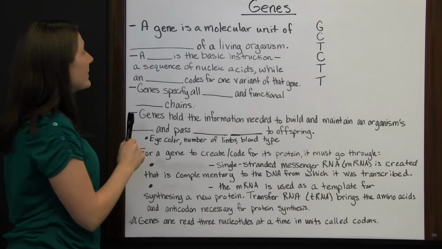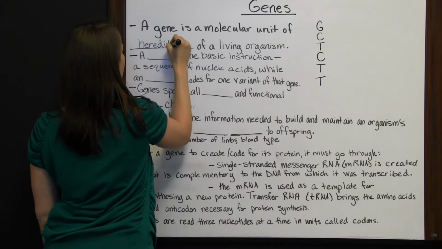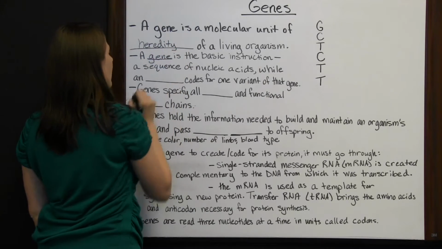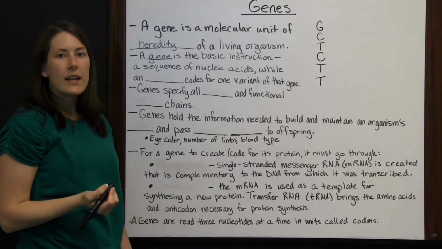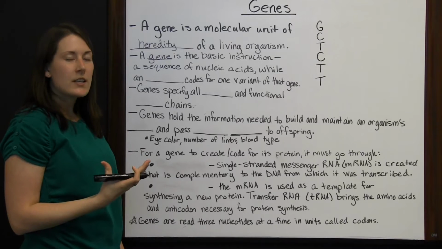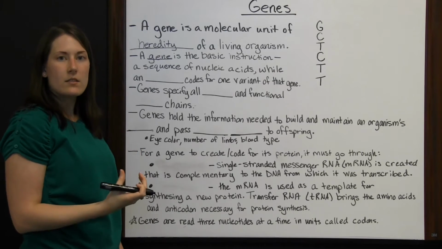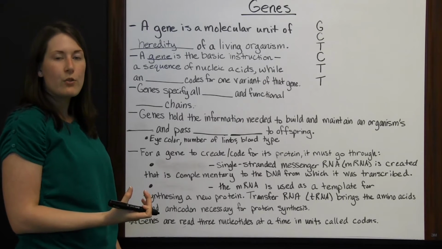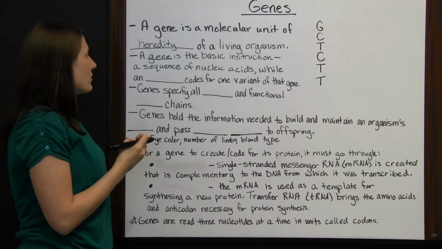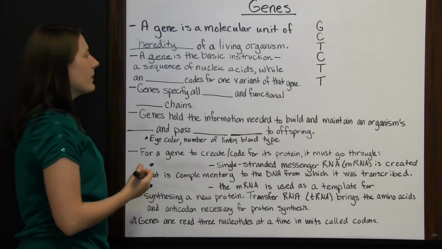Genes. A gene is a molecular unit of heredity of a living organism. A gene is the basic instruction, a sequence of nucleic acids. So a gene is going to be the instruction, it's going to be the sequence of nucleic acids that tells the cell to code for a certain protein or for a certain RNA chain. It isn't just one little thing, it's a sequence that gives an instruction to the cell.